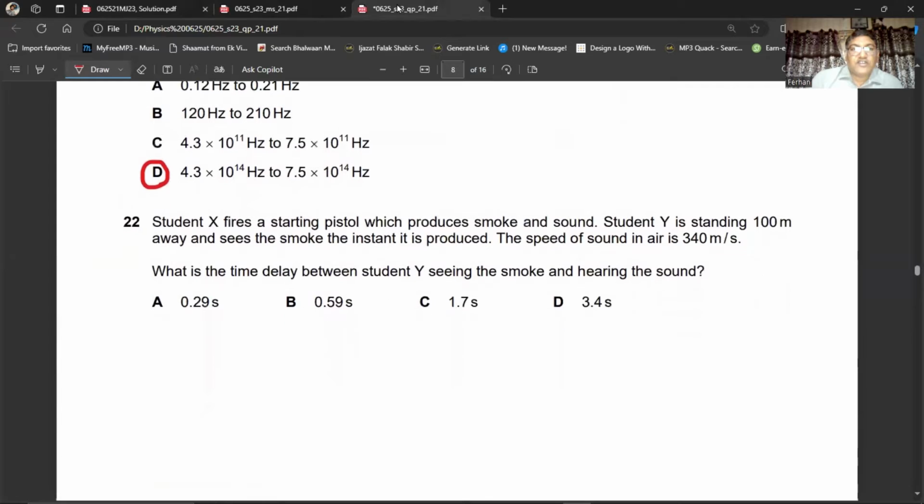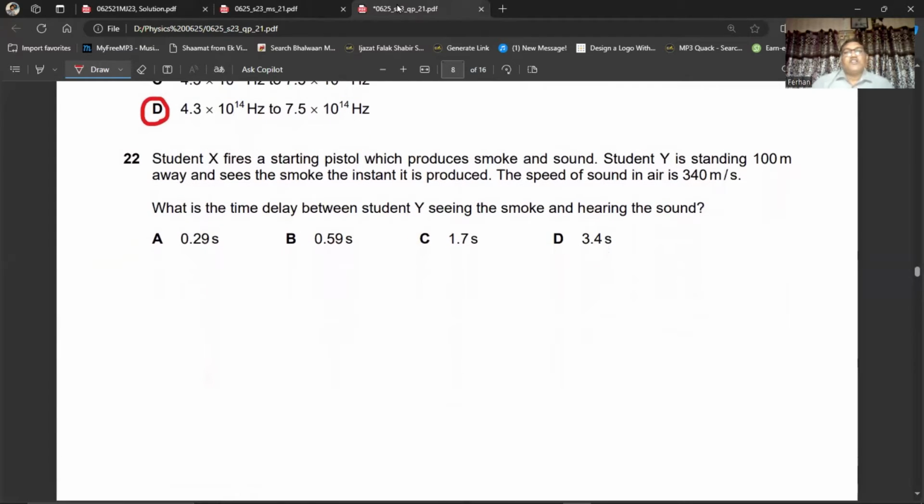Okay, so we are going to the next question, that is question number 22. He says student X fires a starting pistol which produces smoke and sound. Student Y is standing 100 meters away and sees the smoke the instant it is produced. The speed of the sound in air is 340 meters per second. What is the time delay between the student seeing the smoke and hearing the sound?